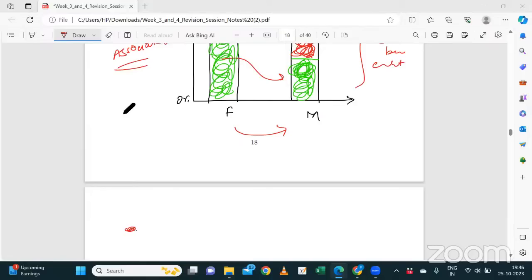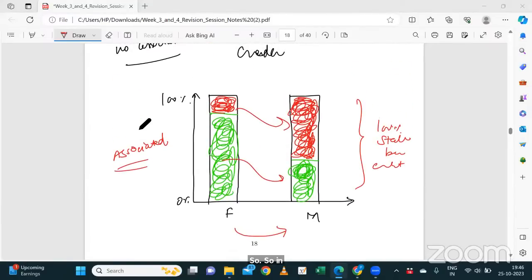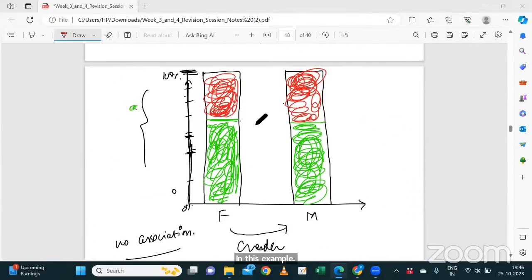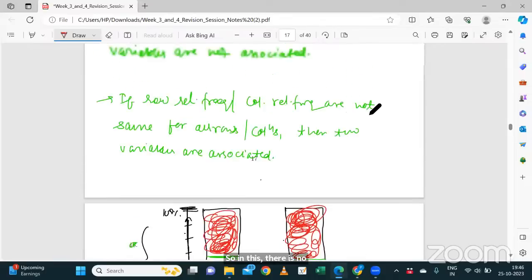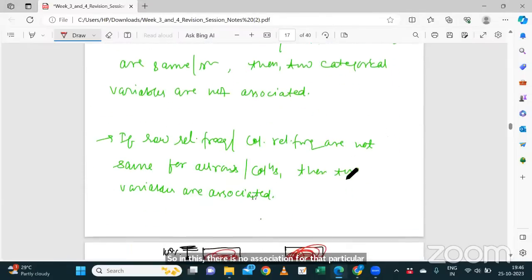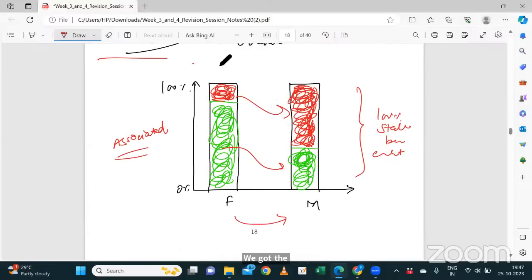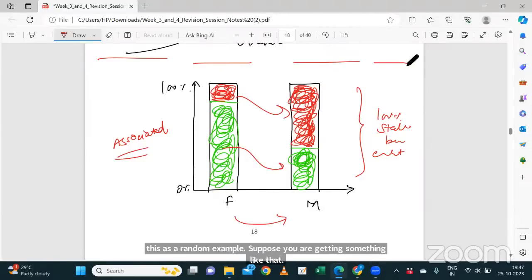Hello, sir. So now we have seen, in this question, are these values associated or not? In this example, ownership, there is no association for that particular value. For this table we got the 100% stacked bar chart like this. I took this as a random example. Suppose you are getting something like that. If all the row relative frequencies are not the same, then there will be association between those two.